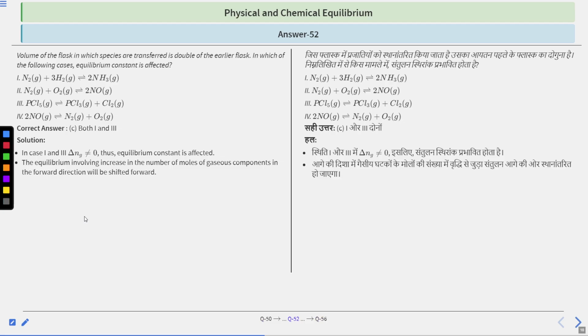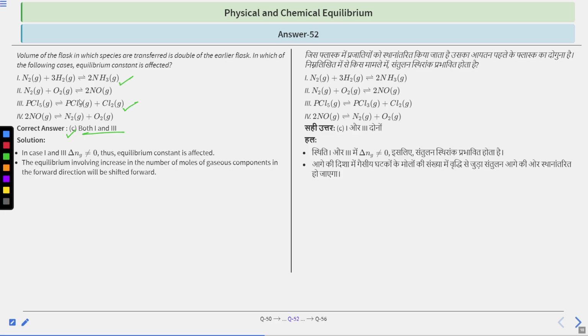Okay, so the correct answer is option C, that is both 1st and 3rd. In case 1st and in case 3rd, delta Ng is not equal to 0. If we calculate, the product side is 2 and the reactant side is 3 plus 1, 4. So 2 minus 4 will be minus 2, so it is not equal to 0. In the 3rd also, the product side is 2 and the reactant side is 1. So 2 minus 1 will be 1, so it is also not equal to 0.